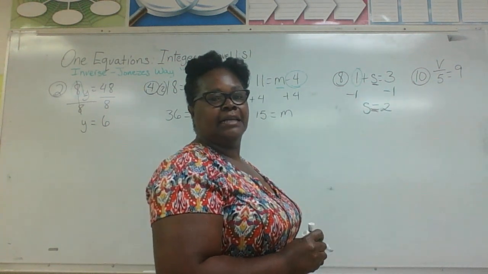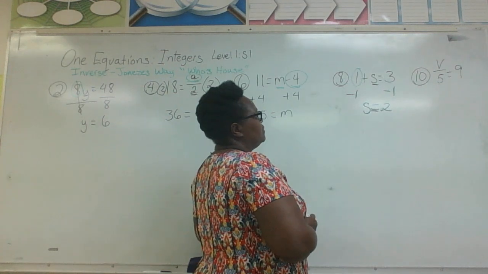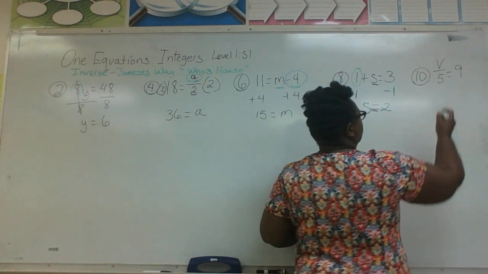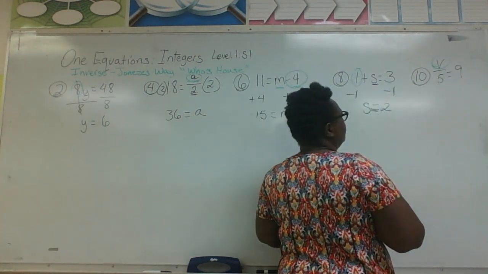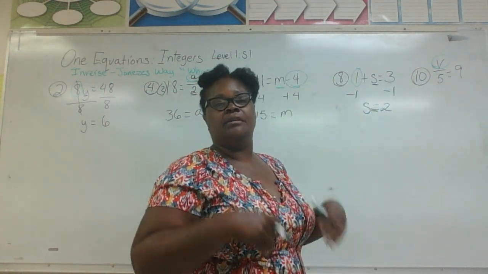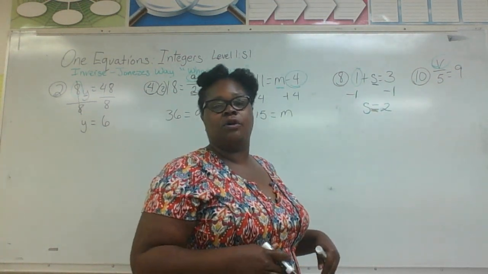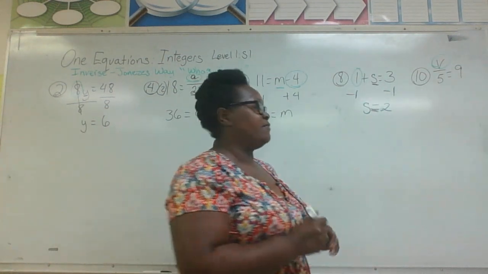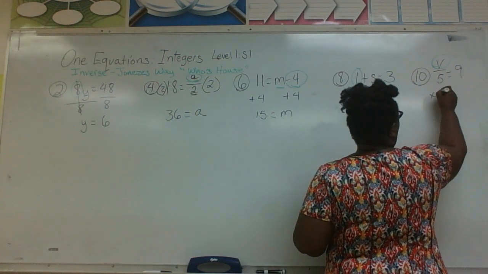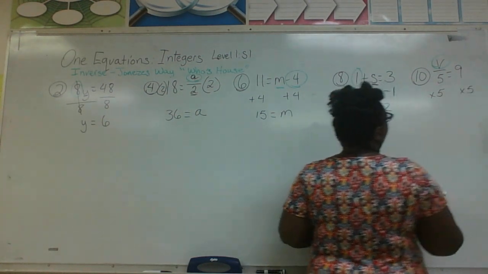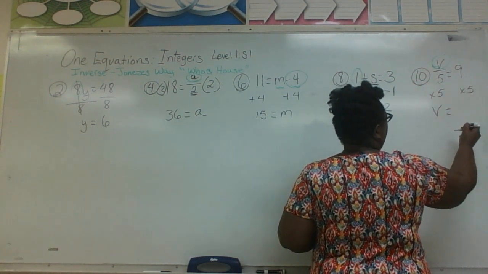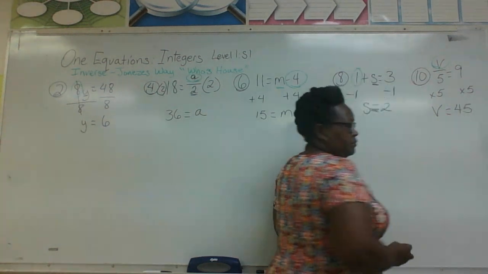All right, lastly, we have 10. V divided by 5 is equal to 9. Therefore, whose house is it? It is V's house. Who's in V's house? 5 is in V's house. And what is 5 trying to do? Trying to be divided. So we would do the inverse, which would be to multiply 5 out of V's house. So we would times 5 this side, times 5 over here, and then we'll be isolated with V, and 9 times 5 will be 45.